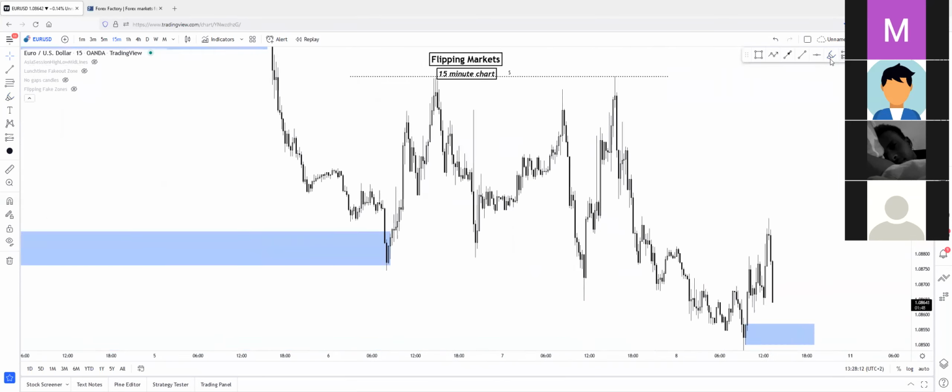But as I said, just notice the pattern. It has changed character here, here, and here. The short trend is being continued over and over and over again.